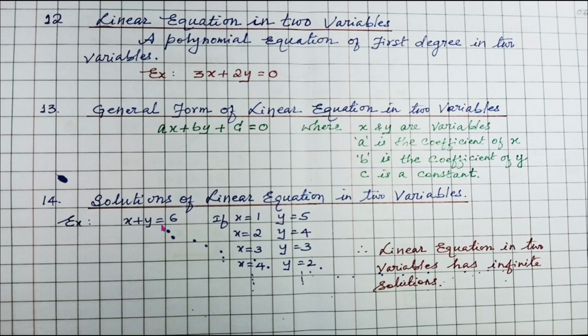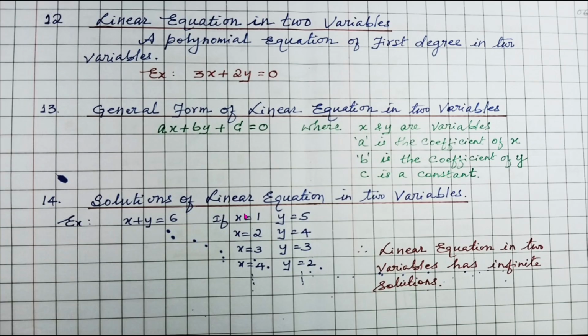Let us take an example. X plus y equal to 6. Now to find the solutions, let us put x is equal to 1 here. If I put x is equal to 1, y has to be 5, because 1 plus 5 becomes 6. If I take x is equal to 2, then y will be 4. If I take x is equal to 3, then y will be 3. If I take x is equal to 4, y will be 2.